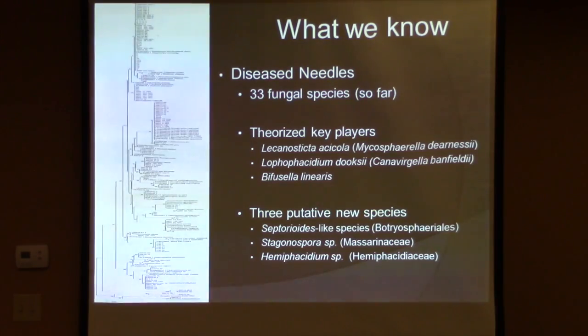With this, we have 3 theorized key players, or key defoliators. The first one is Lecanosticta acicola, previously known as Mycosphaerella dearnessii, Lophophacidium dooksii, which is previously known as Canavirgella banfieldii, and Bifusella linearis. Along with this, we have 3 new species of Septorioides-like species, which is actually another part of my project. Along with being a new species, its genus is actually in a new family that we're documenting. And these 2 other species, Stagonospora and Hemiphacidium, their families are known for having tree pathogens also.